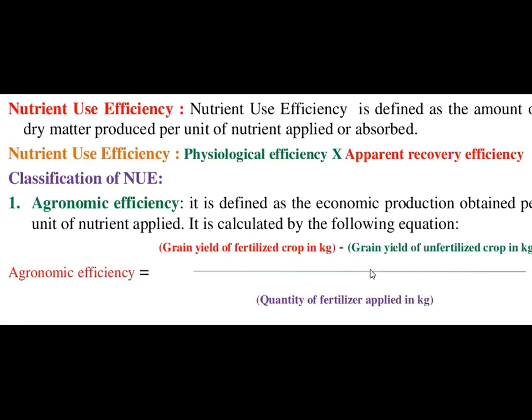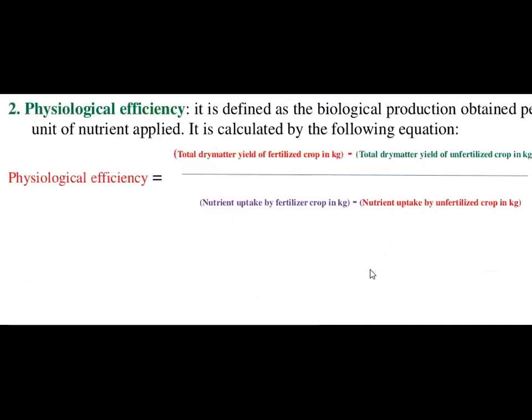Then there is various classification of nutrient efficiency. Agronomic efficiency can be defined as economic production obtained per unit of nutrient applied and calculated by the equation: agronomic efficiency is equal to grain yield of fertilizer applied crop in kilograms minus grain yield of unfertilized crop in kilograms divided by quantity of fertilizer applied in kilograms. It is agronomic efficiency.